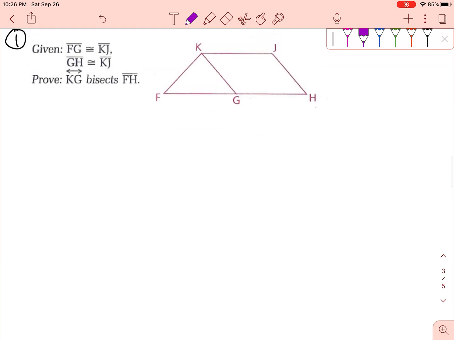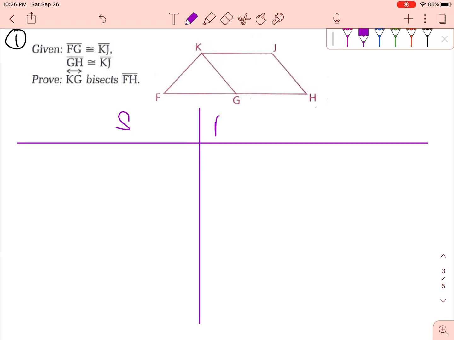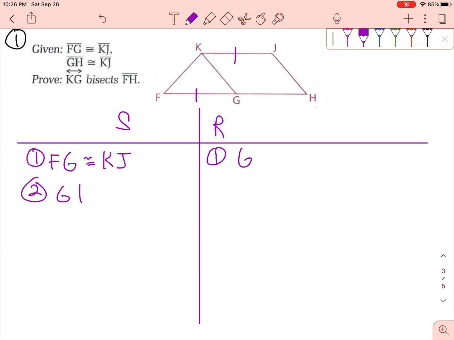Okay, so I'm going to go over a couple proofs with you guys. Again, we write down our statements and our reasons. Okay, we're going to put our first statement. FG is congruent to KJ. So I'm going to put my tick marks in there. And that is given. Step 2, GH is congruent to KJ. Okay, and again, that's given. So notice KJ already has 1 tick mark. So for GH, I'm also going to put 1 tick mark.